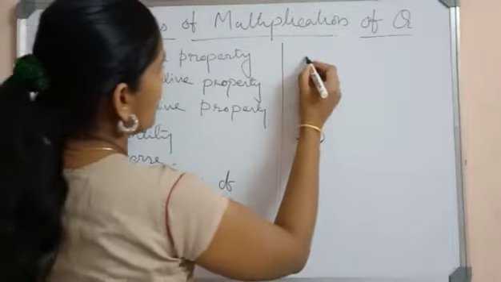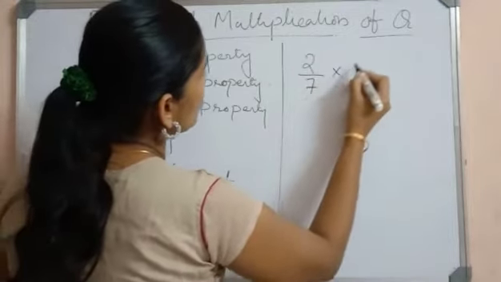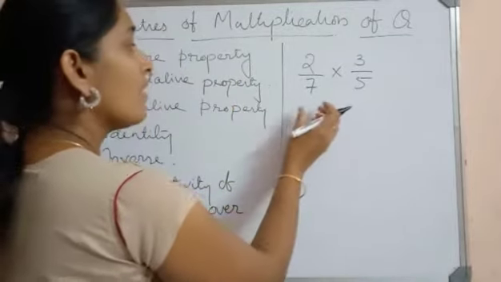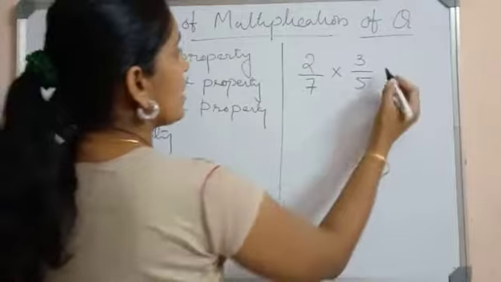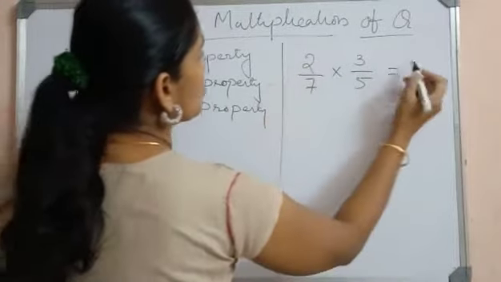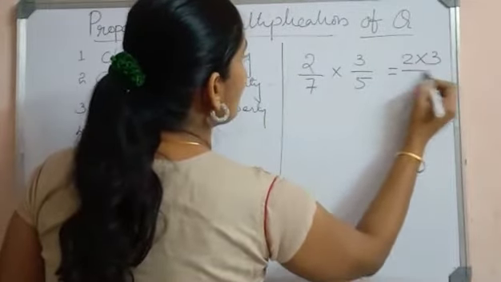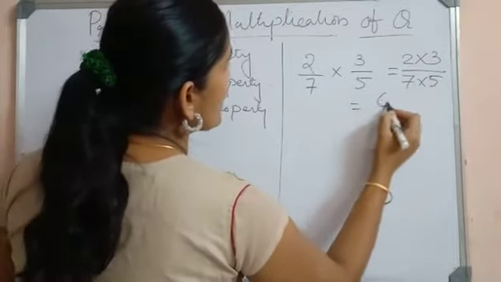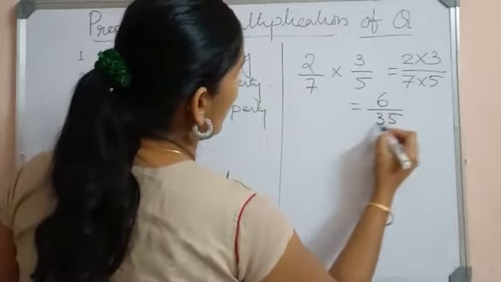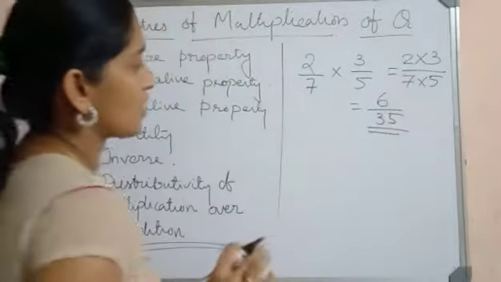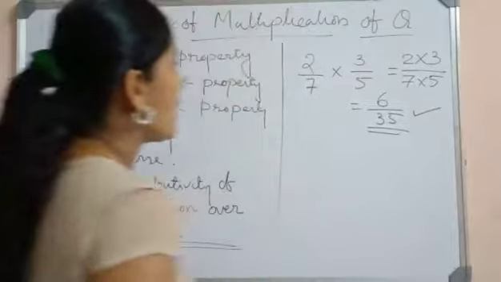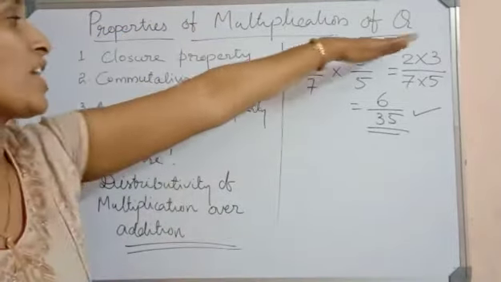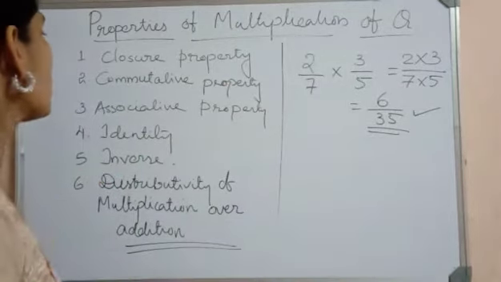Consider any two rational numbers, 2 by 7 into 3 by 5. See, these two are rational numbers. When we are multiplying these two rational numbers, what's the answer we are getting? 2 into 3 divided by 7 into 5. So how much is the answer? 6 by 35. Again, this is a rational number. Therefore, we can say that the closure property is satisfied under multiplication of rational numbers. That is about the closure property.